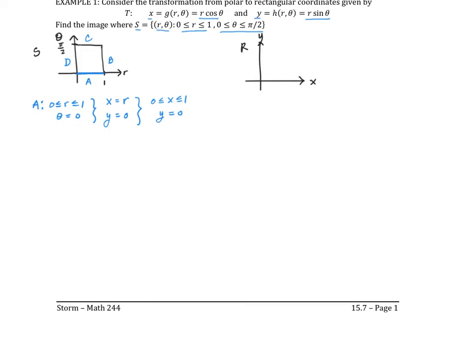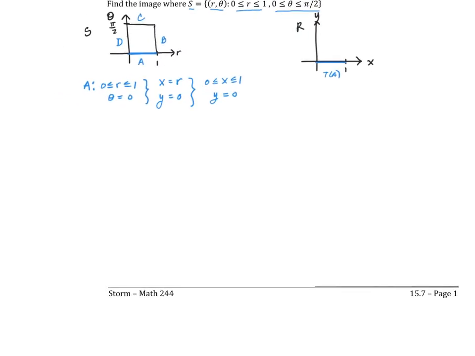Which on my R graph would be a Y value of 0, but the X values go from 0 to 1. So that would be this line segment here. So that line segment A in my set S goes to a line segment in my XY coordinate system R. Okay. So this would be the transformation of that line segment A. Let's look at B.